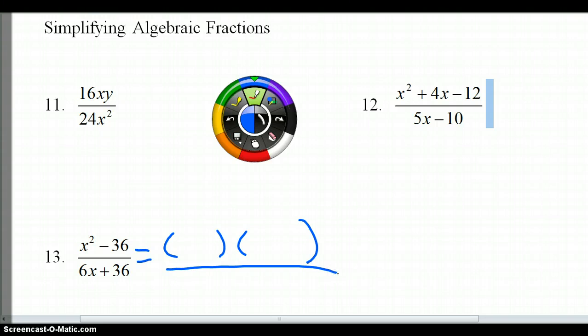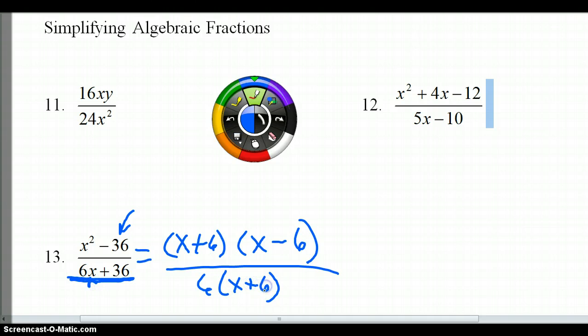So x squared minus 36, how do we factor? What are the factors of 36 that add up to nothing? We'd have a +6 and a -6. And again, look, if we don't have a squared, we're going to look to see if we can factor some common terms out. And these both have a 6 that are common. So we'll factor that 6 out.